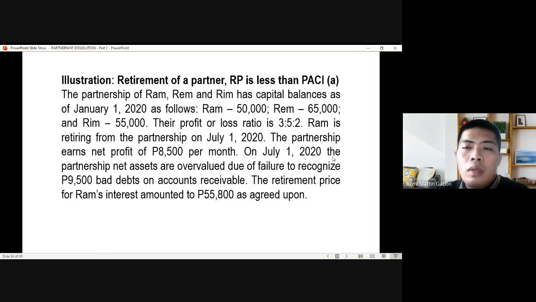On July 1, 2020, the partnership net assets are overvalued due to a failure to recognize 9,500 bad debts on accounts receivable. So our assets are overvalued because we were not able to recognize a contra asset of 9,500 on accounts receivable. The retirement price is 55,800 as agreed upon. So RAM's interest will be paid for 55,800 as agreed upon.